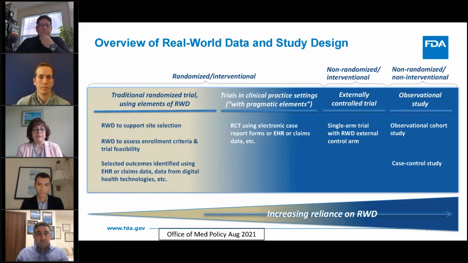Then real-world data can be used in clinical trial execution, and I have an example of a project that we are leading at FDA, where the electronic case report forms are directly auto-populated from electronic health record data on multiple sites. Then an externally controlled trial is a single arm trial where the real-world data is used as the external control arm. And then observational studies, where real-world data can be leveraged both in cohort studies and case control studies. So as you see, there is increasing reliance on real-world data in clinical trials.